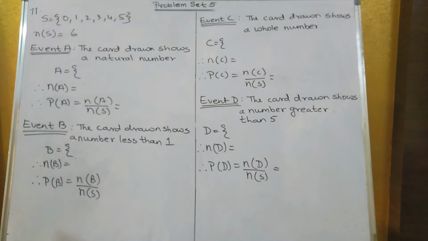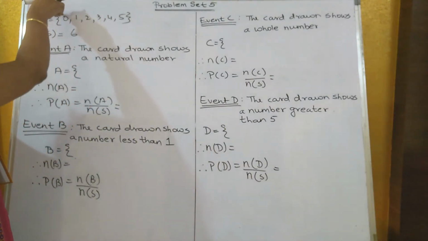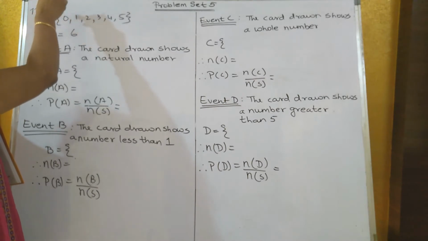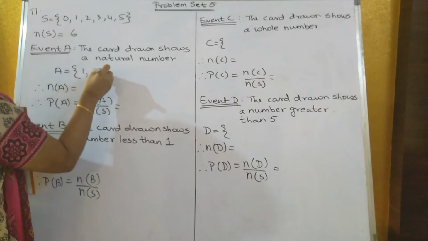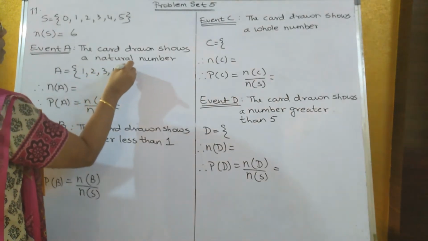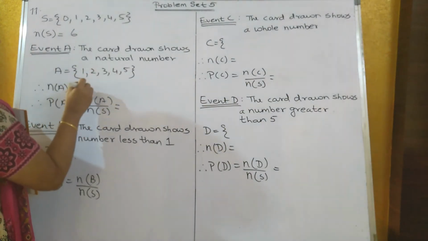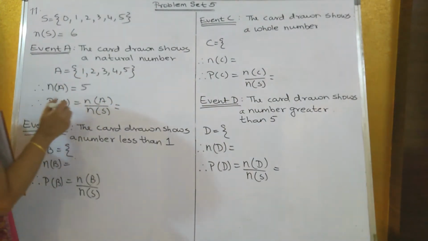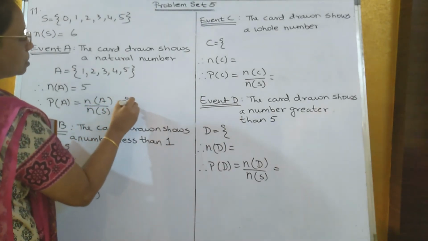Now event A, the card drawn shows a natural number. So which are the natural numbers? 0 is not a natural number, it's a whole number. So only from 1 till 5 you'll write down 1, 2, 3, 4 and 5. So what is NA equal to? Total elements are 5 and PA is equal to NA upon NS, that is 5 upon 6.